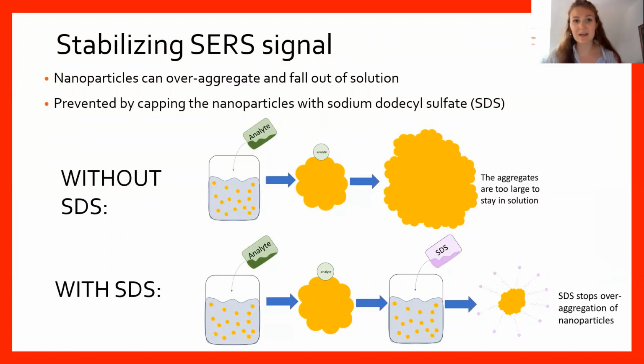And so how we can stop this problem is we add sodium dodecyl sulfate, or SDS, to the solution. Without the SDS, they clump up together, but with the SDS, it lets them clump just a little bit, but it caps the aggregation due to the molecule having a very polar end and non-polar end. So it'll stop the aggregation and not let too many fall together.